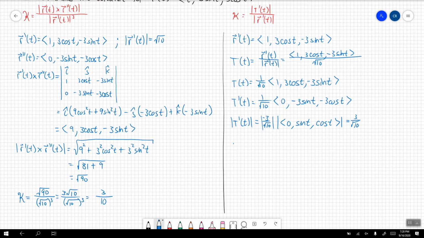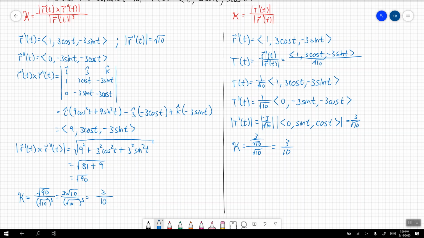Awesome. So curvature now takes 3 over root 10, divided by the magnitude of r prime of t. But remember, we found the magnitude of r prime of t on the left-hand side, and that was just root 10, which means 3 divided by root 10 divided by root 10 is just 3 over 10. There we are. Same answer. Same answer, different ways that we did it.